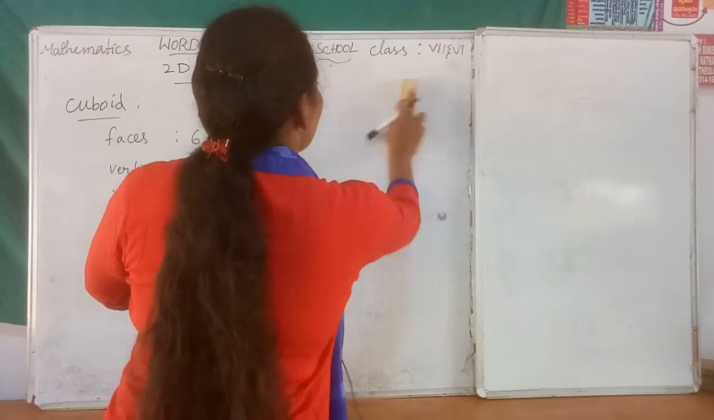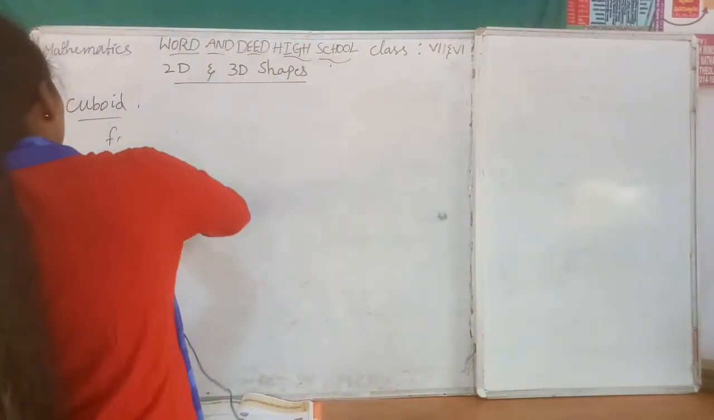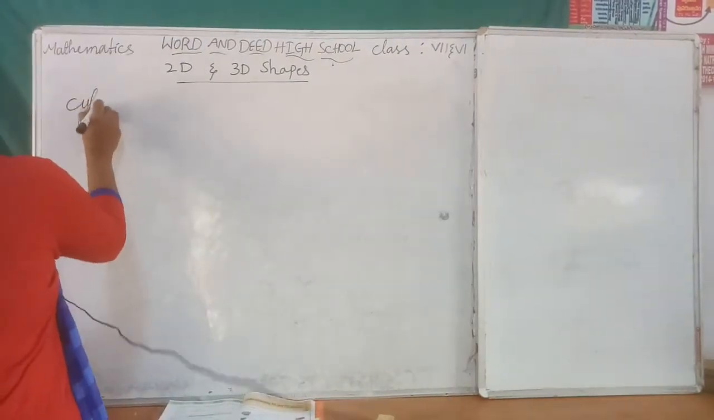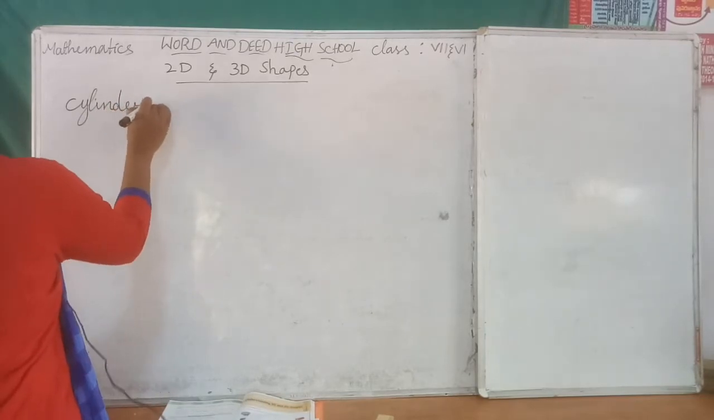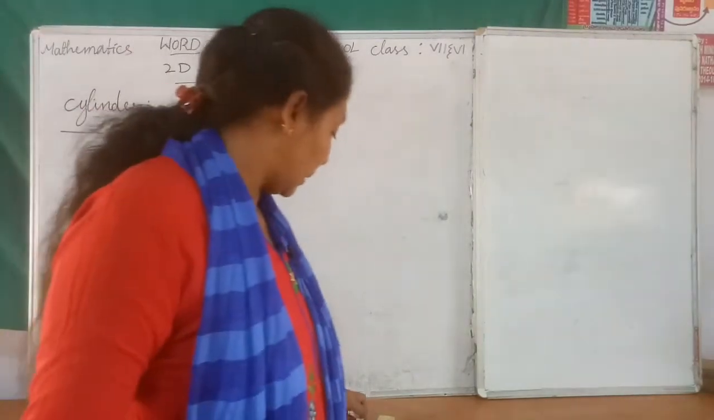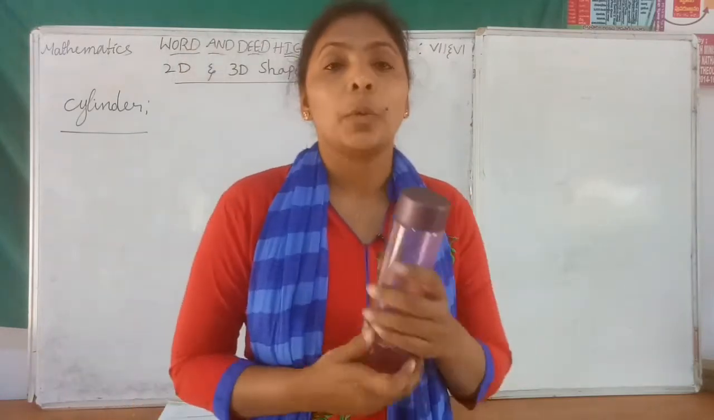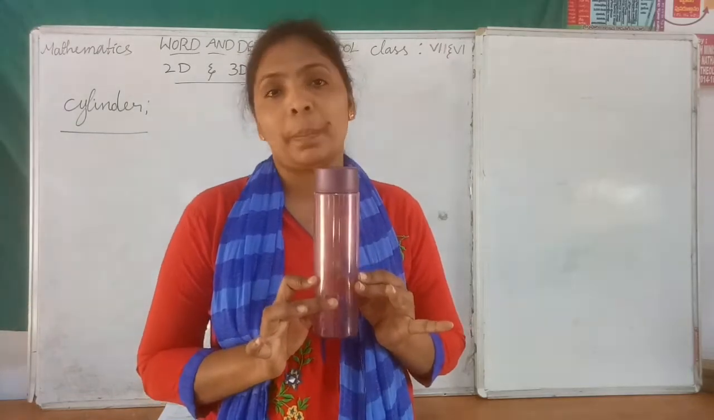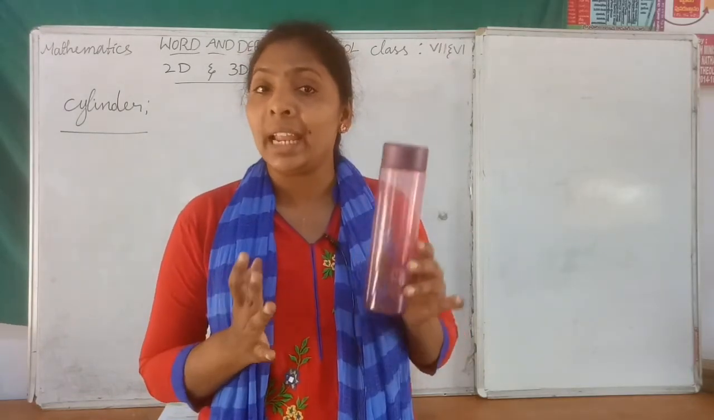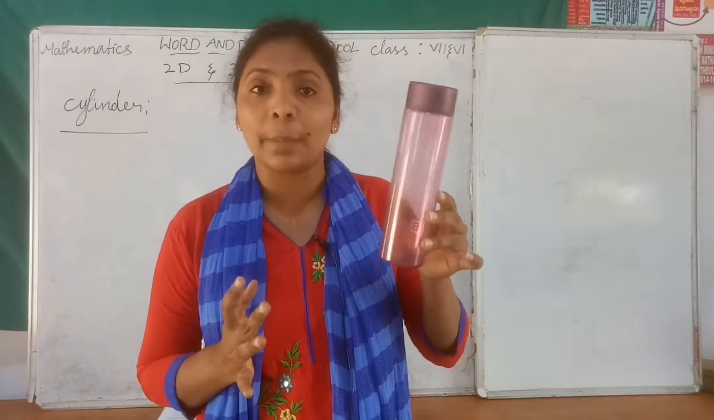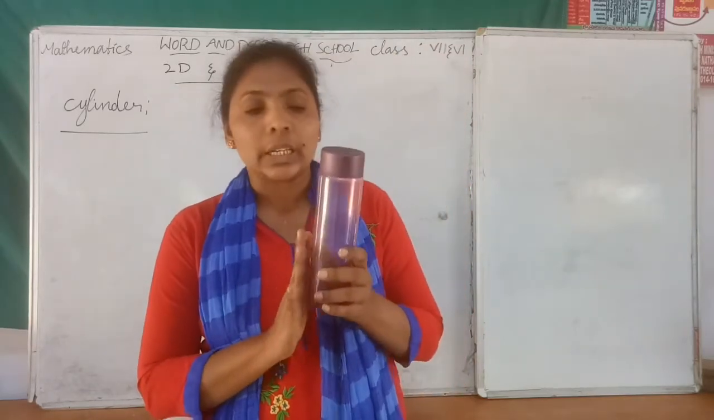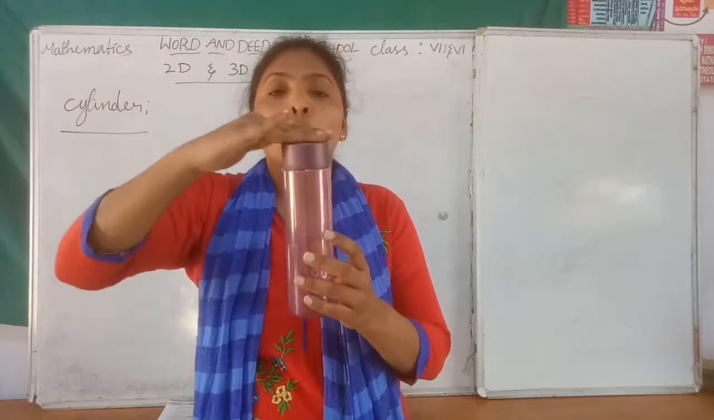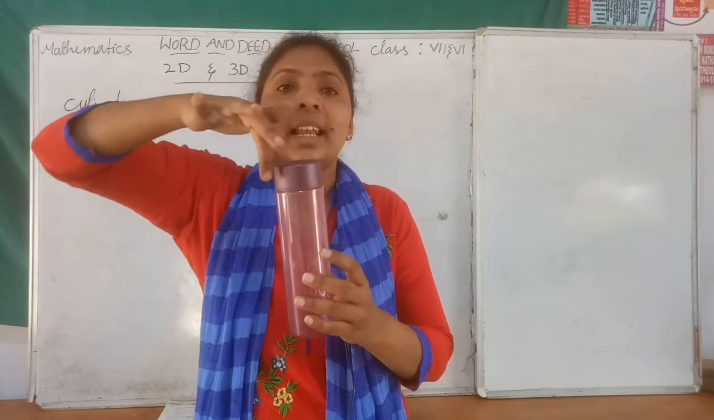What are they? Cylinder. Cylinder means what, children? See, you can observe here. Suppose this is a water bottle. What is this shape, children? Cylindrical shape. How can we identify whether it is a cylindrical shape or not? Yes, we can understand, children. This is the vertical face. See, vertical face. Top and bottom are circular edges.